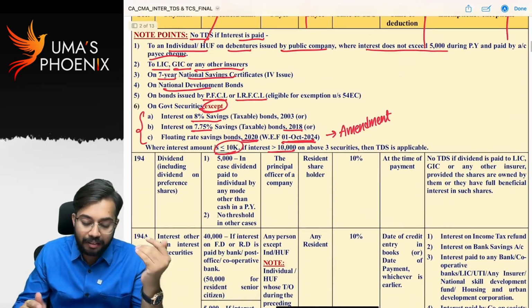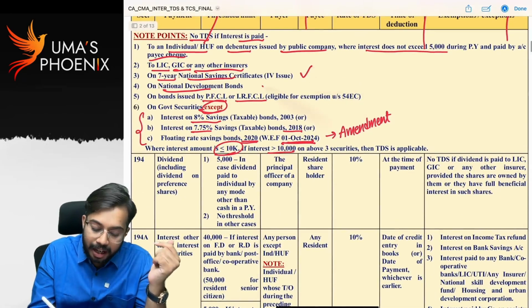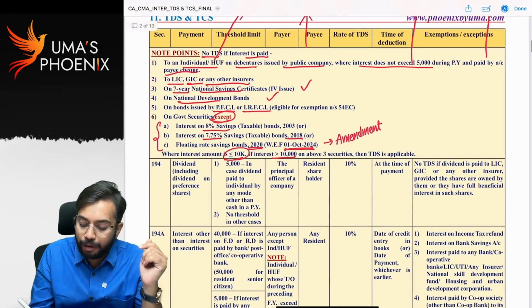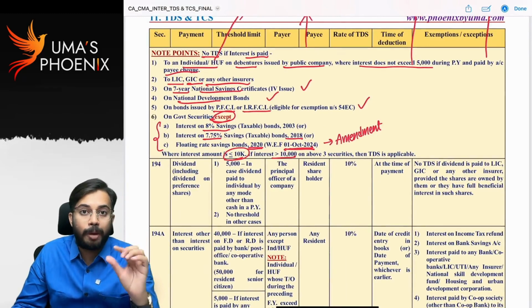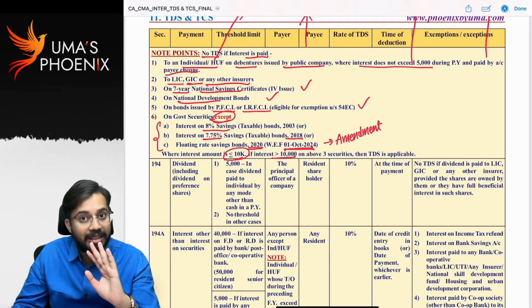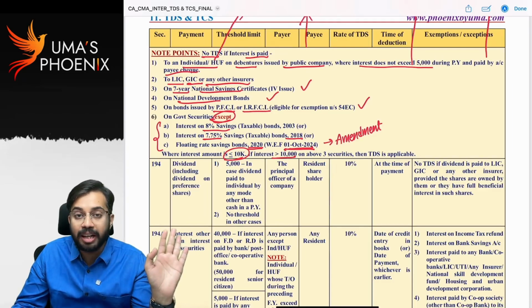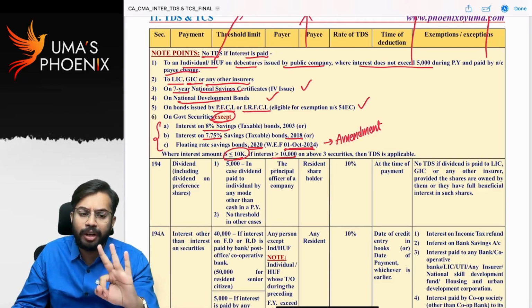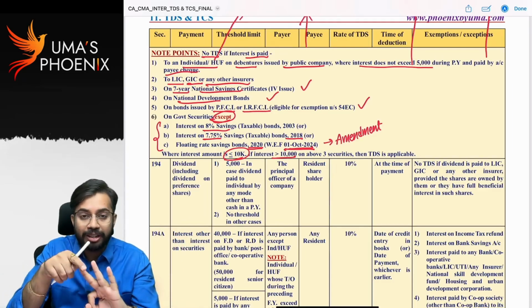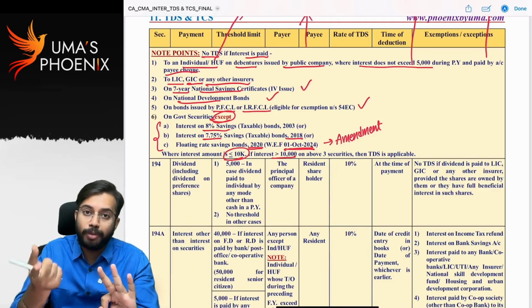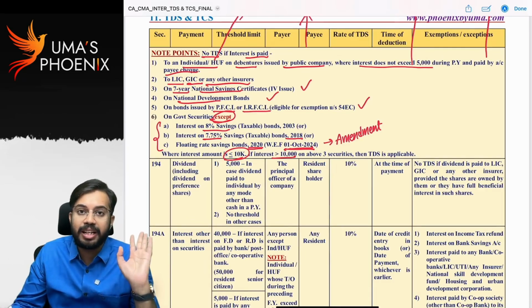Next, if recipient of interest is LIC, GIC, any other insurance company, no TDS under section 193. On 7 years national savings certificates, national development bonds, 54EC bonds, Power Finance Corporation Limited bonds, RECL bonds, if any interest is paid, no TDS is required to be deducted. On government securities also, on interest, TDS is not required to be deducted except three securities. Even on these three securities also, only if interest amount is more than 10,000, then only TDS is required to be deducted.